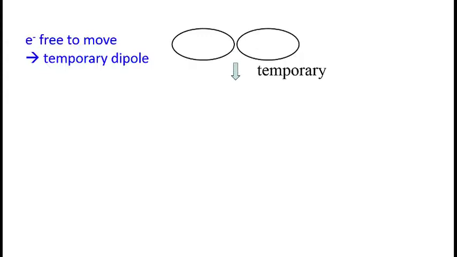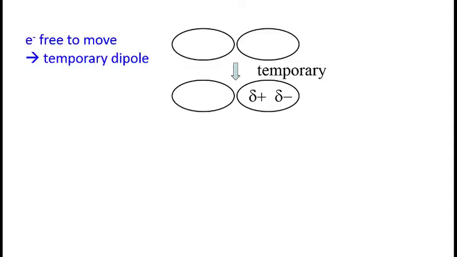We need to recognize that nonpolar molecules are nonpolar on average, but electrons are free to move around in their orbitals, and molecules may, temporarily, have more electron density at one end. This can lead to what we call a temporary dipole. Let's say the molecule on the right temporarily has more electron density at its right end, making that end partial negative and the other end partial positive.